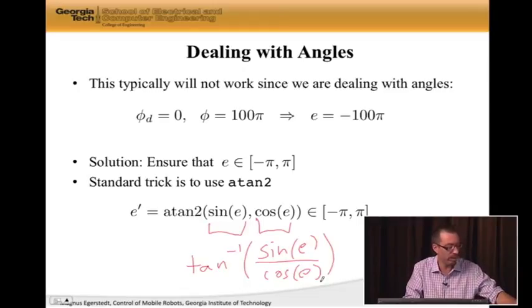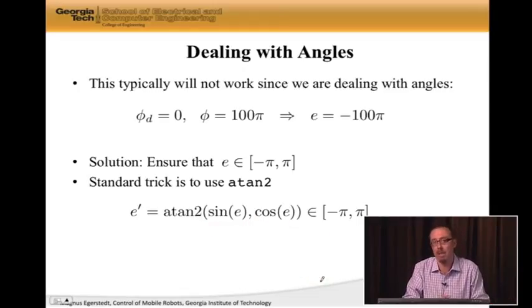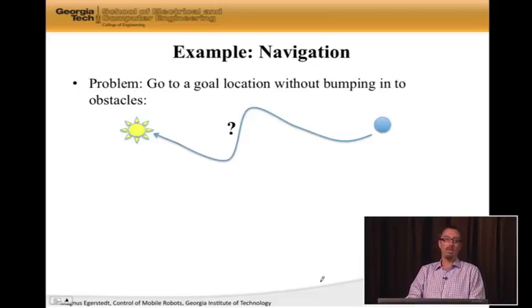So here's what you need to do. Whenever you're dealing with angles and you're acting on them, it's not a bad idea to wrap one of these arctan 2 lines around it to ensure that you are indeed having values that aren't crazy. So with the little caveat that we're going to use E prime instead of E, the PID regulator will work like a charm. Okay, so here is an example problem.